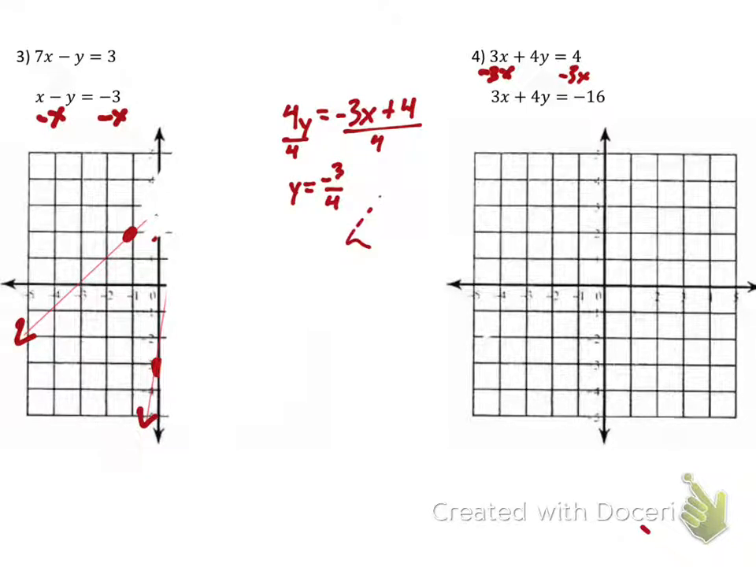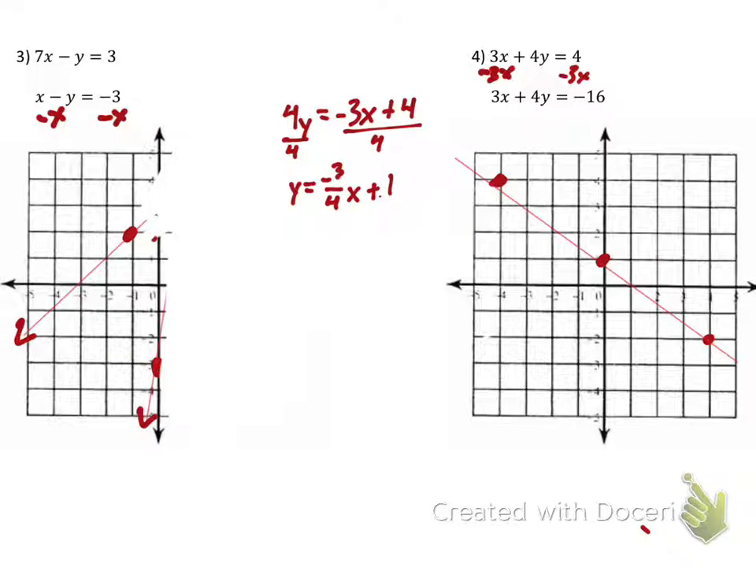You can leave that as a fraction. x plus, and then 4 over 4 is just 1. So now I have that in y equals form. I can plot that. So I'm going to start at 1 right there, and then it's down 3 over 4. So down 1, 2, 3, over to the right, 1, 2, 3, 4. And then I can reverse that, so up 3, 1, 2, 3, and then to the left 4. So those are my 3 points right there. Draw my line through them.